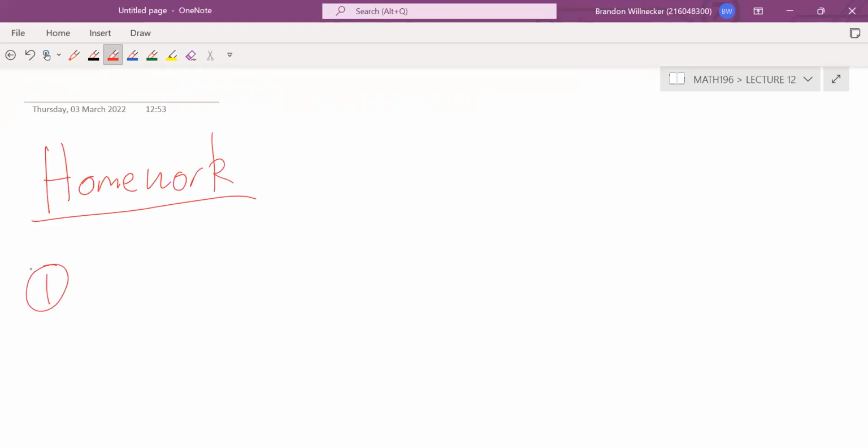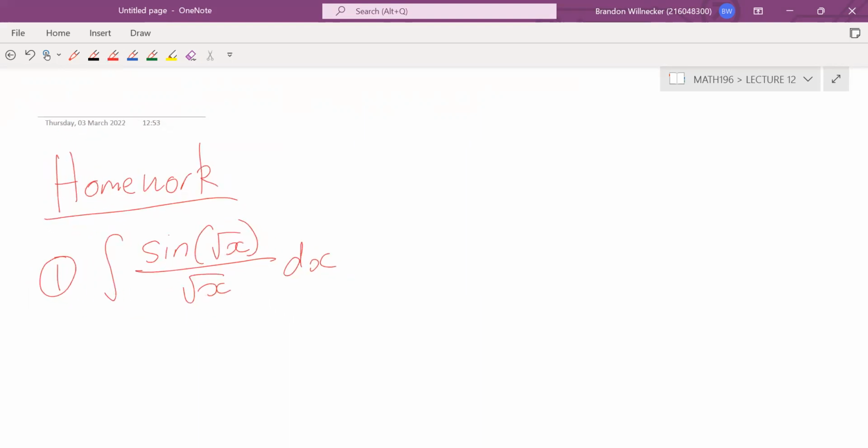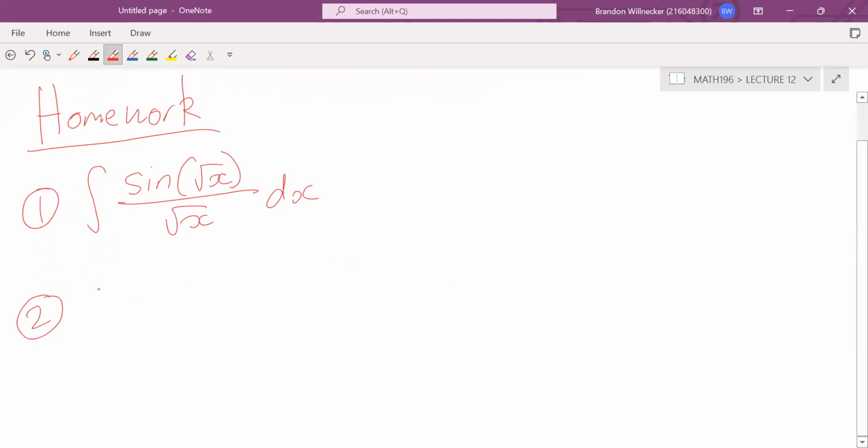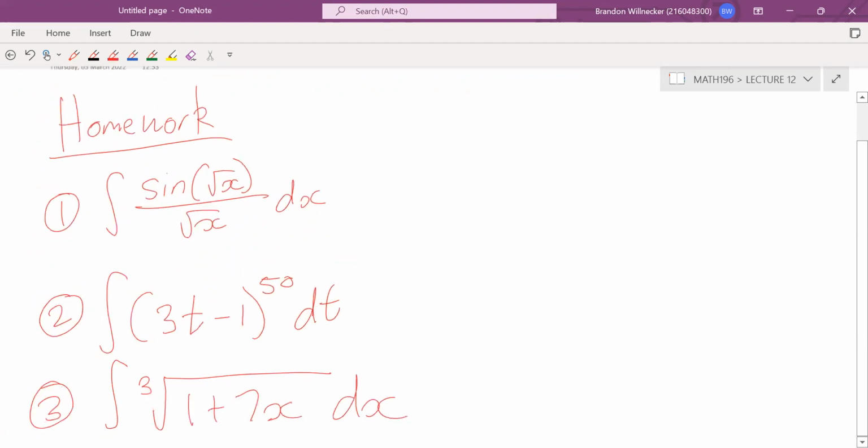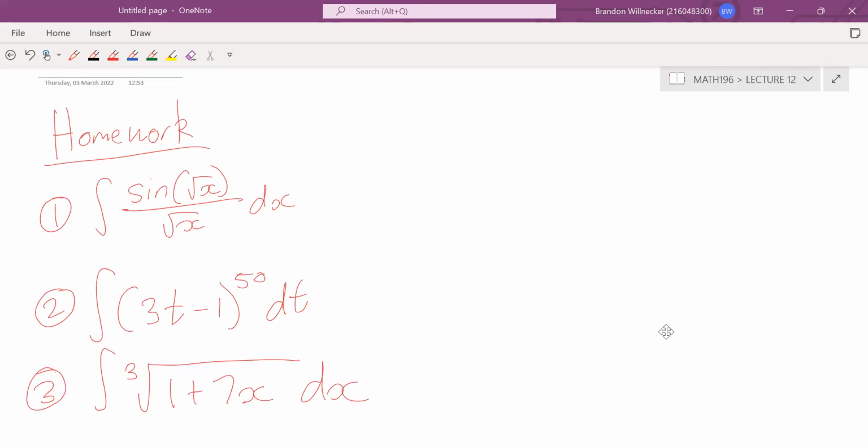Just 3 questions. So we have the integral sine of root x divided by root x dx. Number 2, we have the integral 3t minus 1 to the 50 dt. And number 3, we have the integral of the cube root of 1 plus 7x dx. So just 3 things for homework. I will post the answers on the WhatsApp group this evening. But give it a go for now, and then you can look at the answers later on.